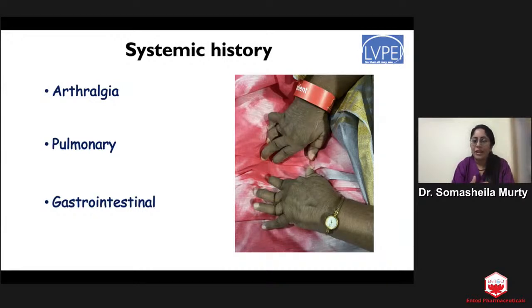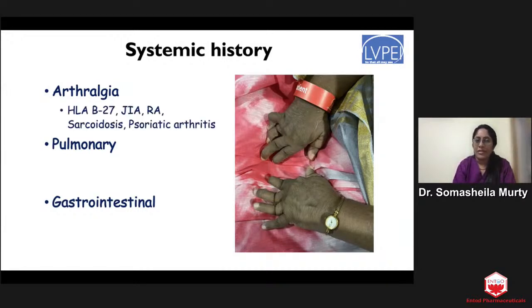This patient had it. So when a patient gives history of arthralgias, depending on the age and where the pain is, you think of HLA-B27. If it's a pediatric patient, you think of JIA. If it's a female patient like this lady here, you think of rheumatoid arthritis. Also, sarcoidosis can have joint inflammation, as well as an entity called psoriatic arthritis, so psoriasis with the arthritis component, and they all have uveitis.